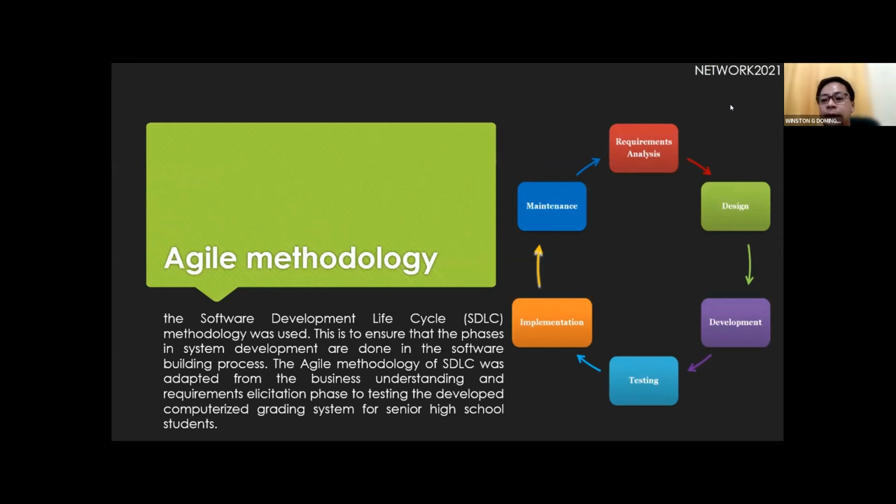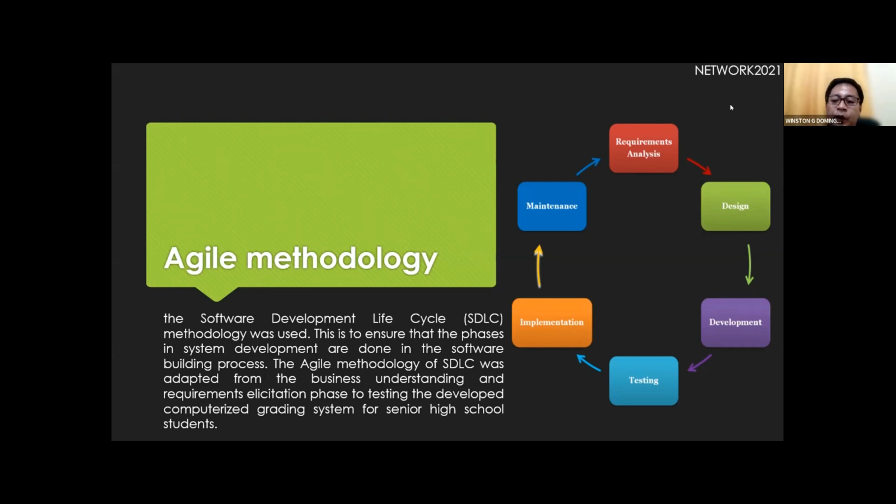First, the requirements analysis. I need to analyze all the requirements needed in developing the system: what are the data and information to be processed by the system, what are the data to be inputted, and what are the data to be reported or released by the system. And after the requirements analysis is the design of the system.